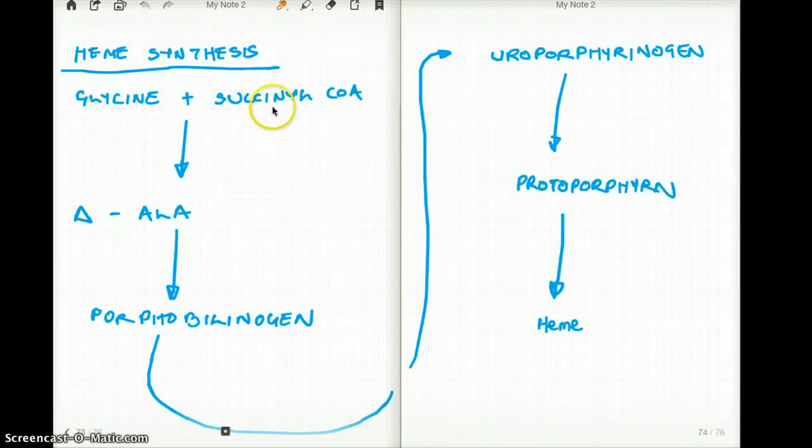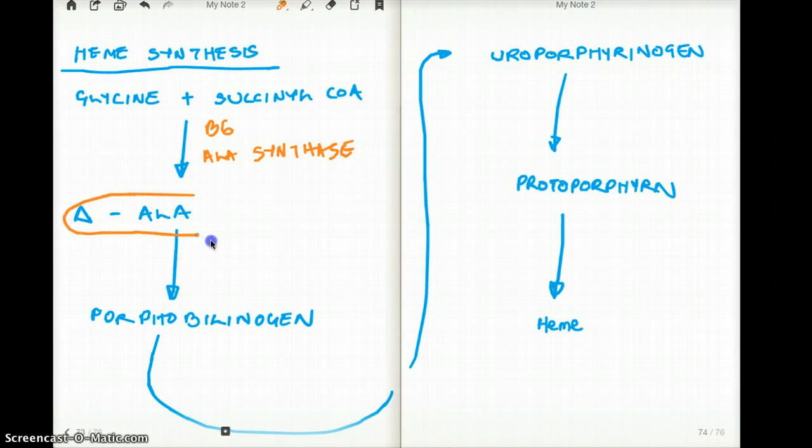Now heme synthesis, we have glycine and succinyl-CoA, and the first step of heme synthesis is the one where we're going to be using our B6, and the enzyme is going to be ALA synthase, and ALA synthase is going to be making our delta ALA, which I mentioned at the very beginning. The delta ALA is going to be made, and we will be needing B6 for that. But since we're here, might as well really do a quick review of heme synthesis.